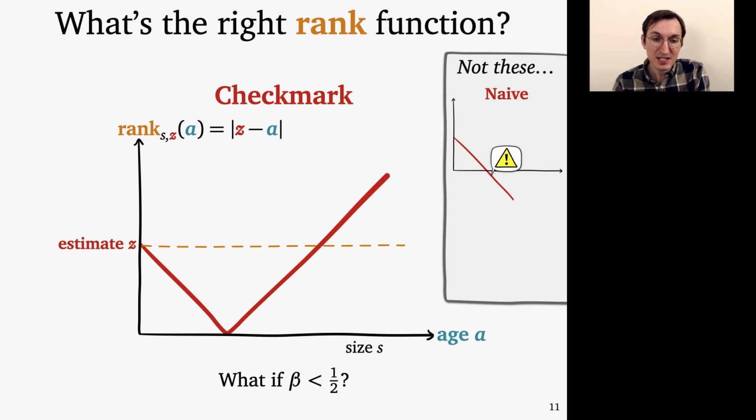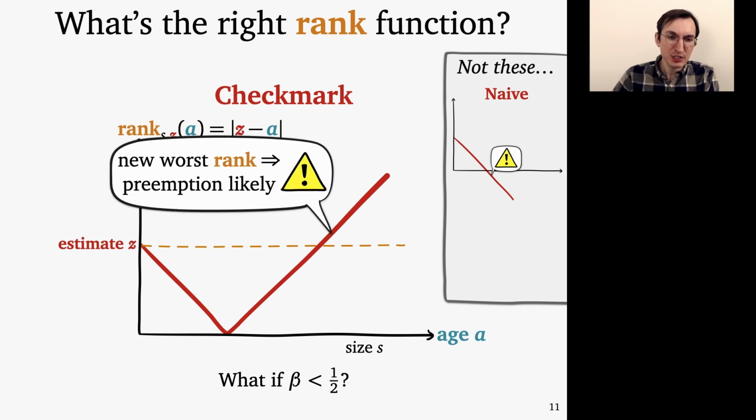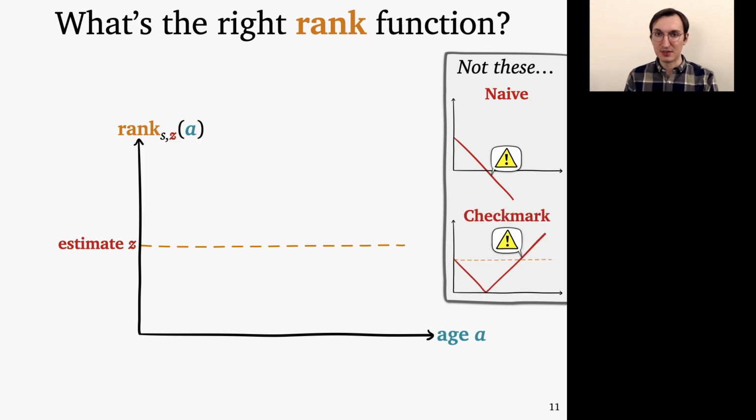So by the time a job's reaching the end of its time in service, its rank will have exceeded its initial rank. And this is bad news because whenever you reach a new worst rank of your time so far in the system, that's an invitation for other jobs that have been waiting with rank that was higher than you. You might have just reached their rank, and so those jobs can now preempt you. And so whenever you reach a new worst rank, preemption becomes likely. And so checkmark has this tendency of preempting jobs just as they're about to finish. And so checkmark is not graceful.